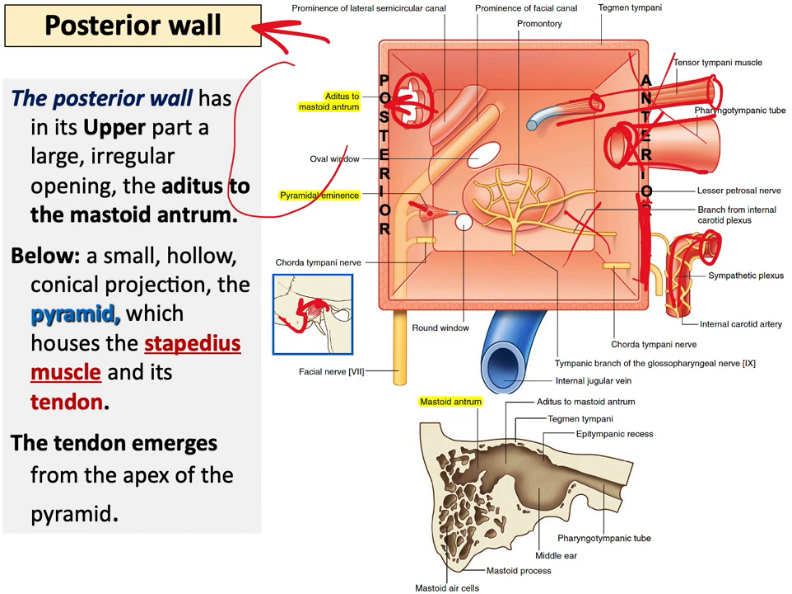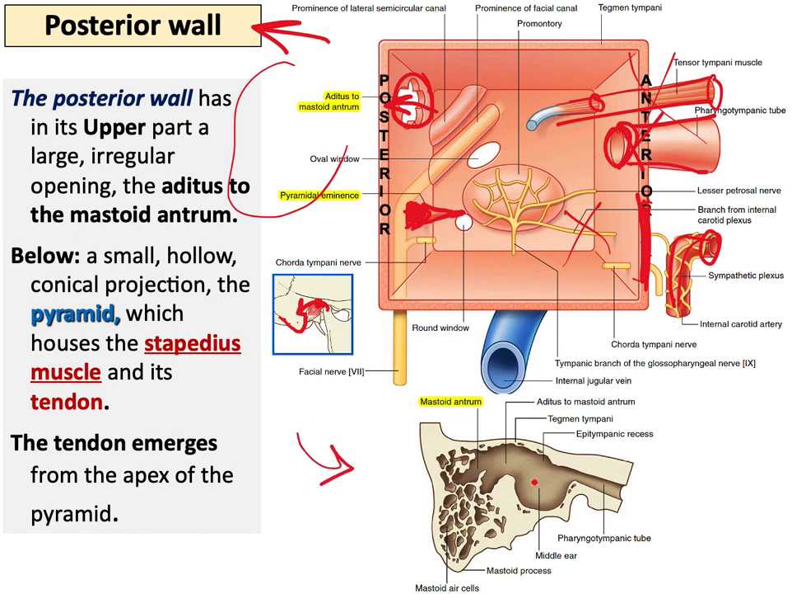And you have a small bony projection like a pyramid. We call it the pyramid, for the attachment of the smallest muscle in your body. It's called stapedius.